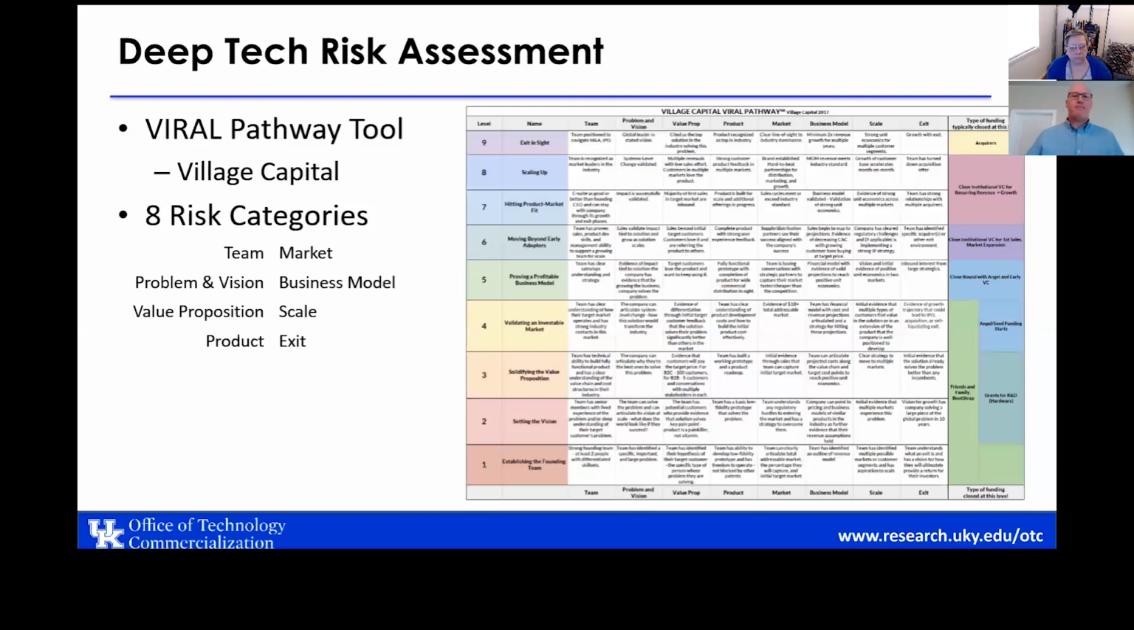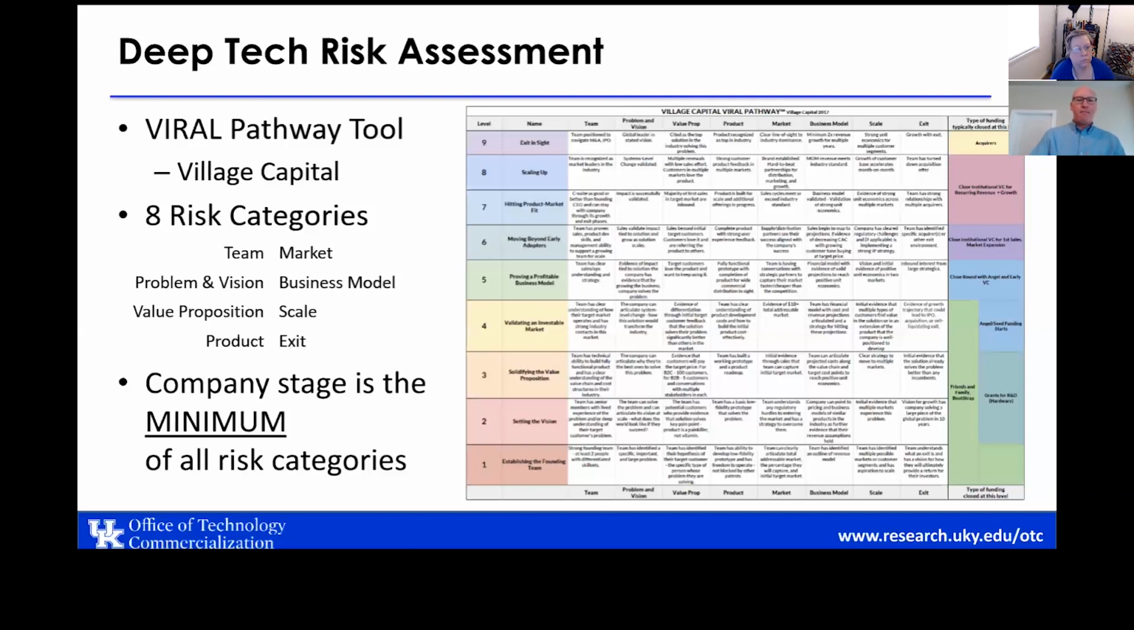So each one of these 8 levels or categories of risk is assessed, and based on where you are as a company in each one of those 8 categories, you get an aggregate level of risk for the company. One important thing is that the minimum ranking, the minimum level of the 8 categories, is the rating of the company. So it's not the average, it's not the peak, it's the minimum. It's the weakest link that breaks the chain.